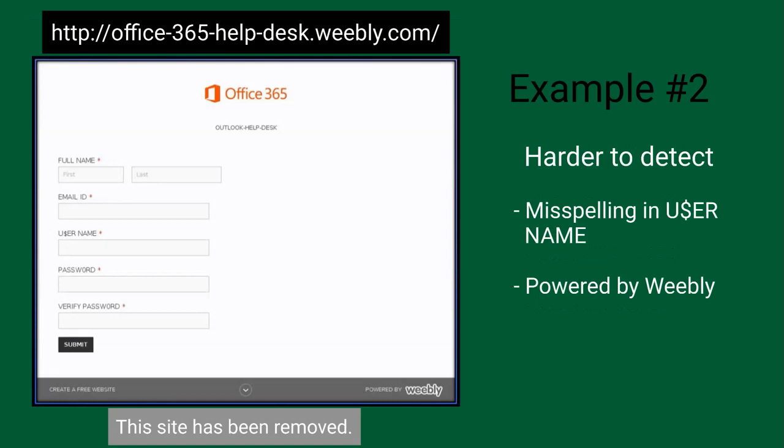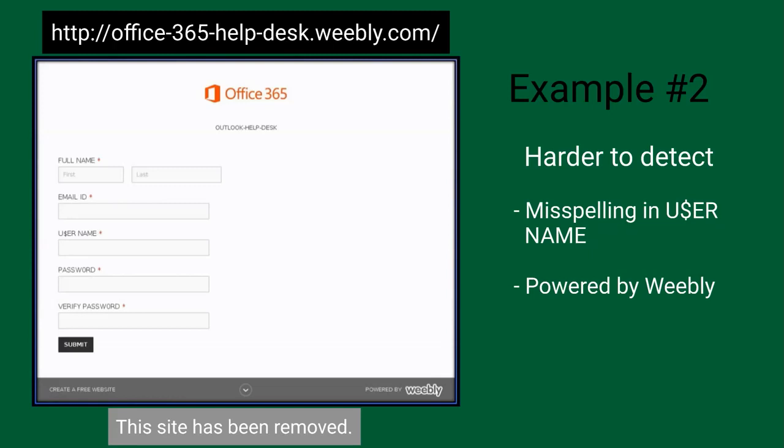Here's a slightly less obvious phishing example. What gives it away? Take a look at the web address. Notice the site is a weebly.com address. Remember, the portion immediately to the left of the top-level domain is where the web address is located. People often read the address starting with the Office 365 and are tricked into thinking it's legitimate. Closer inspection also reveals a typo in the username field.